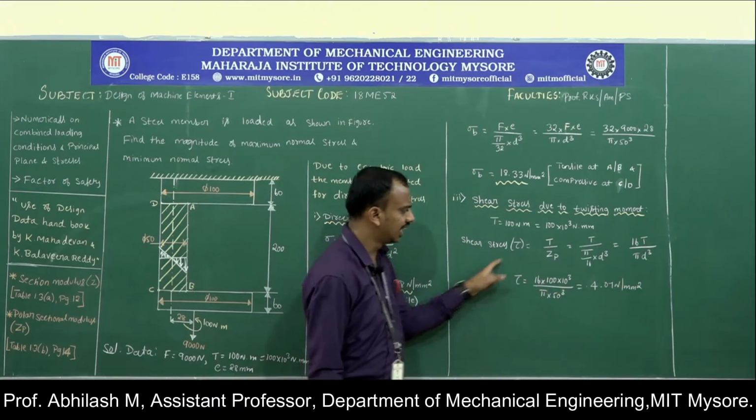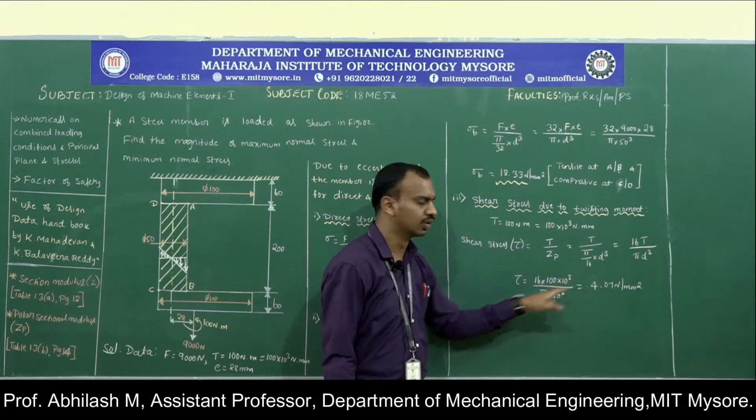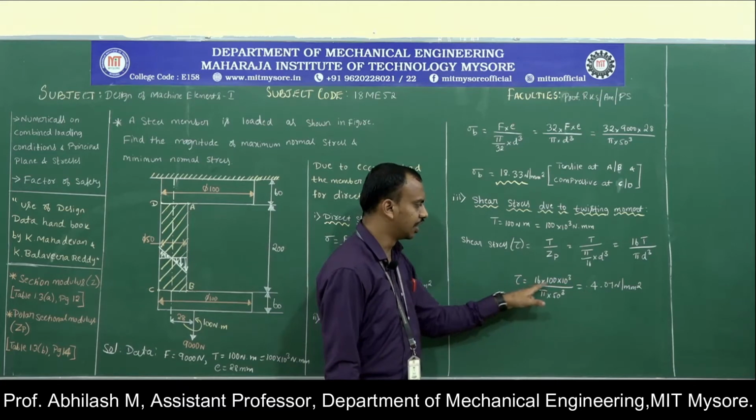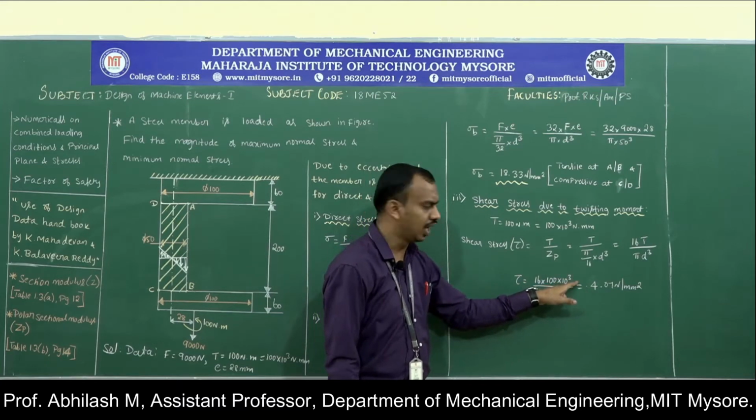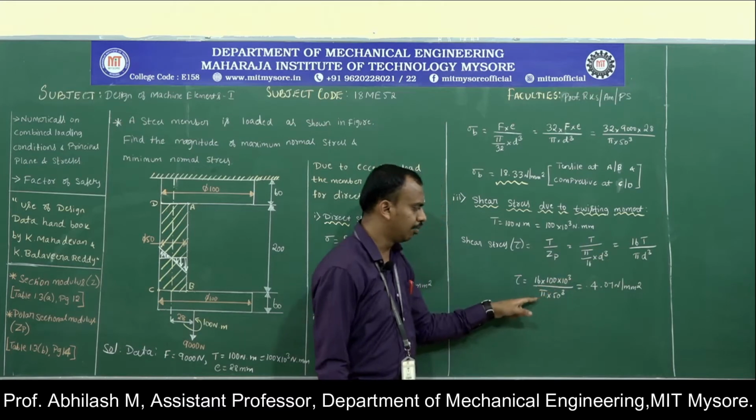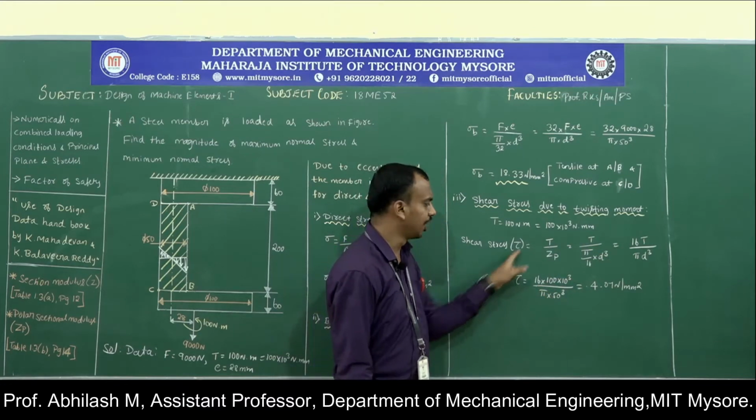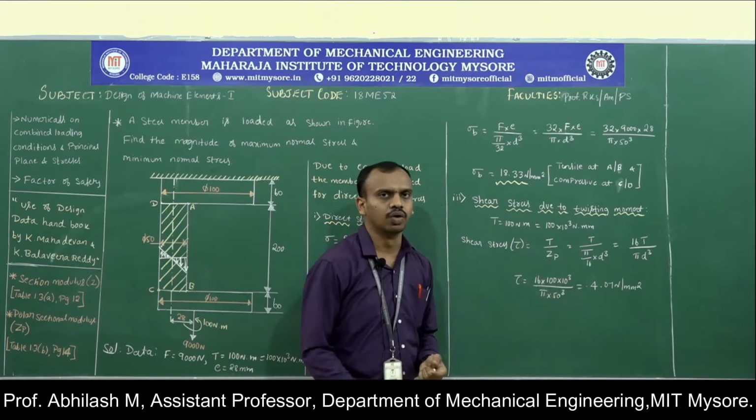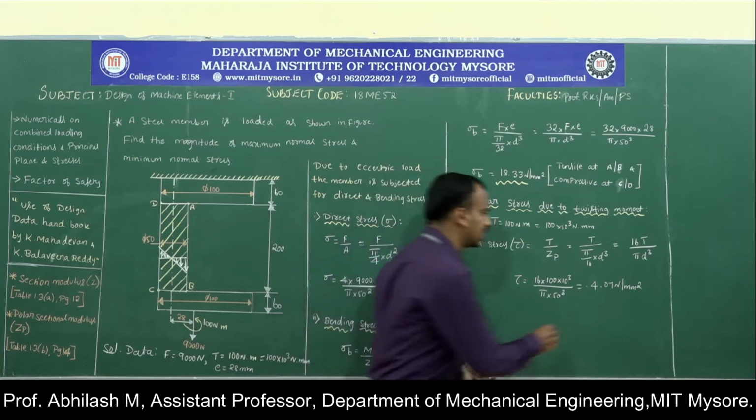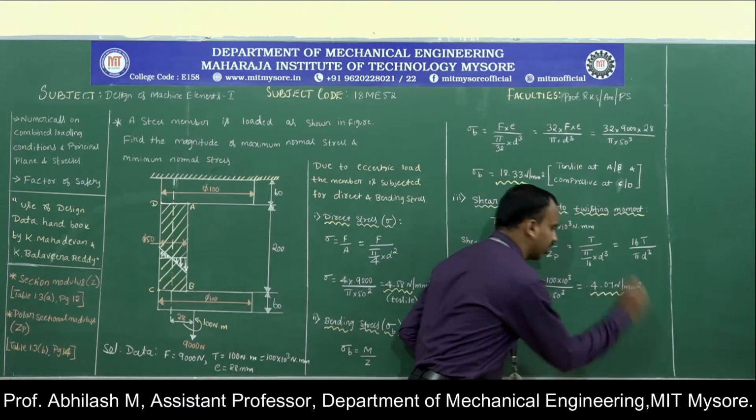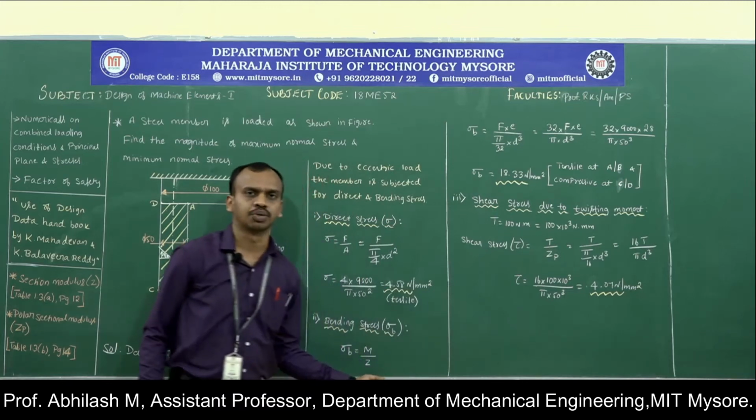After substituting all the values, tau will be equal to 16 into 100 into 10 to the power of 3, that is the twisting moment, divided by pi into 50 cube. We are going to obtain the shear stress value, and the value obtained is 4.07 Newton per millimeter square.